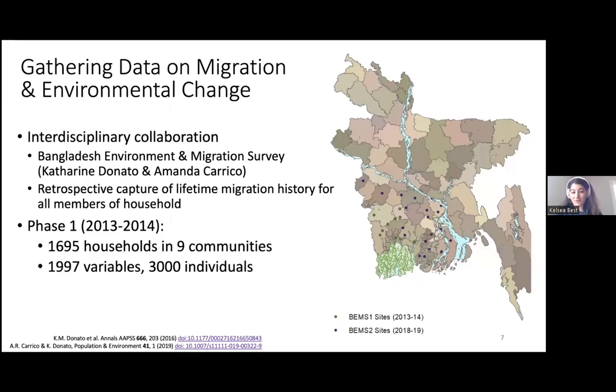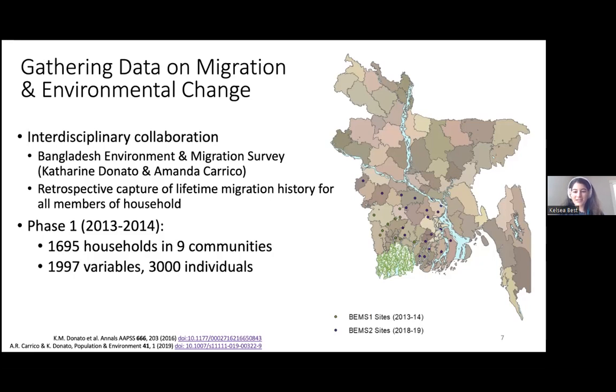So I was very fortunate to come into my work on this project with access to this very rich data set of household surveys from the southwestern region of Bangladesh, as you can see on this figure. So in 2013 and 2014, two of my collaborators, Catherine Donato and Amanda Carrico, collected these household surveys and migration histories from 9 different communities in the region.